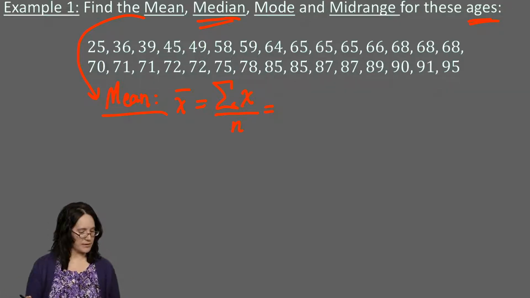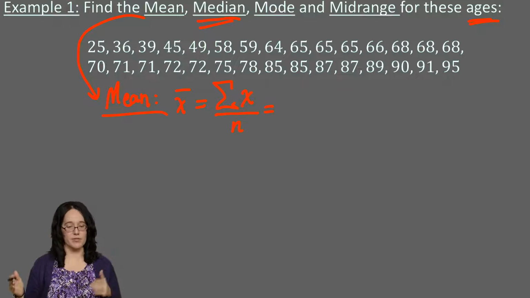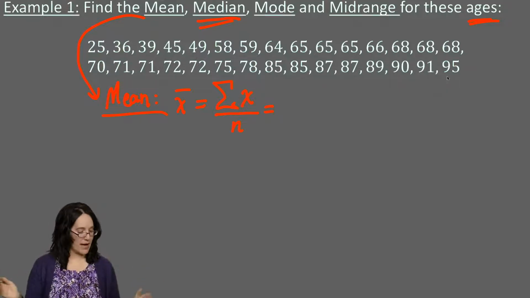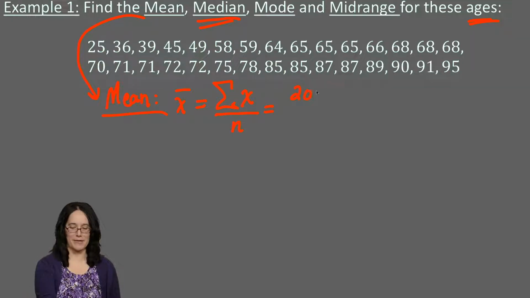And in this particular case, if you do this, you'll get 25 plus 36 plus 39 plus 45 plus 49, et cetera, all the way until the highest value of 95. You add them all together. Pause the video, see if you get the same number I did, just to check your calculator skills here.